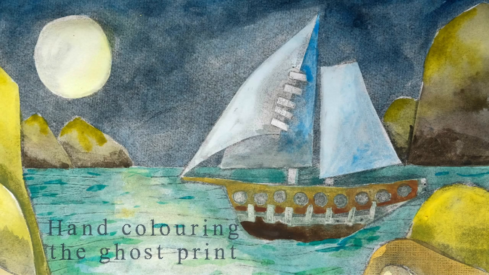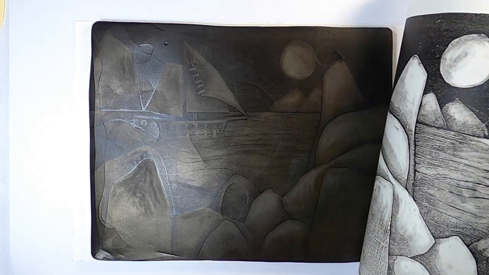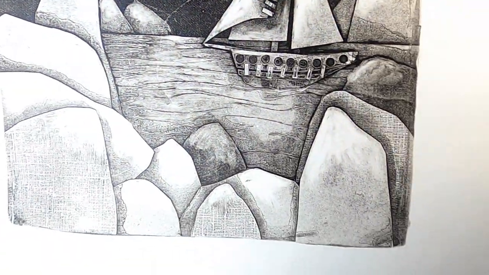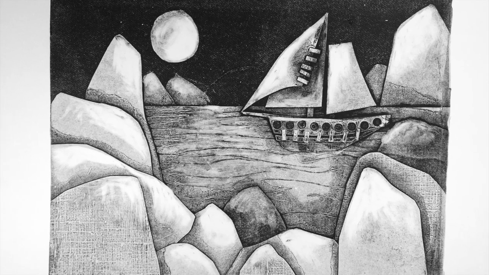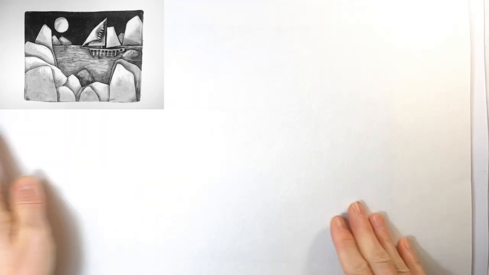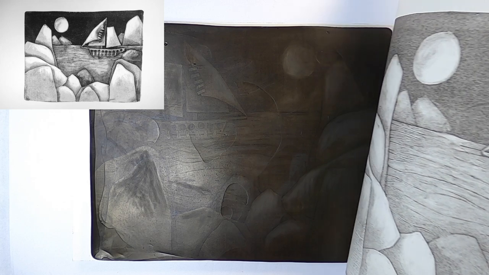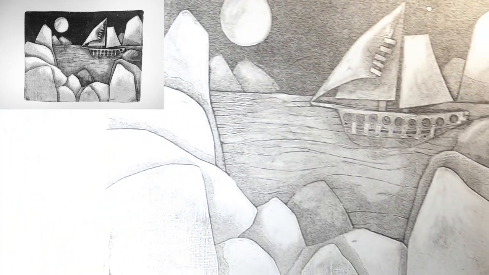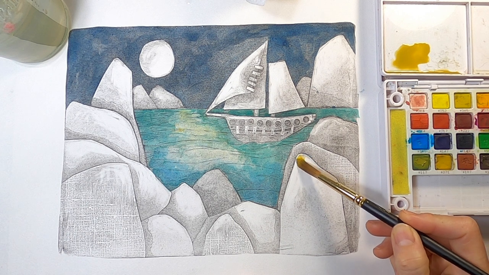You can also take a second print from the same plate. This is another plate I made. This is the first pull. Then I didn't re-ink the plate. I just laid another sheet over the top and picked up the ink that was remaining. And now I have a paler version of the first. Once the ghost print dried completely, I used watercolours to hand colour it.